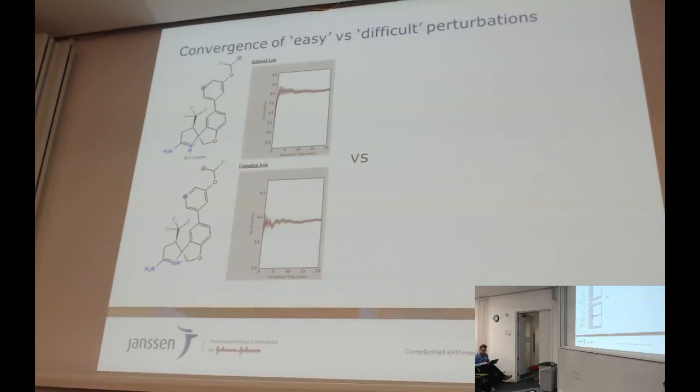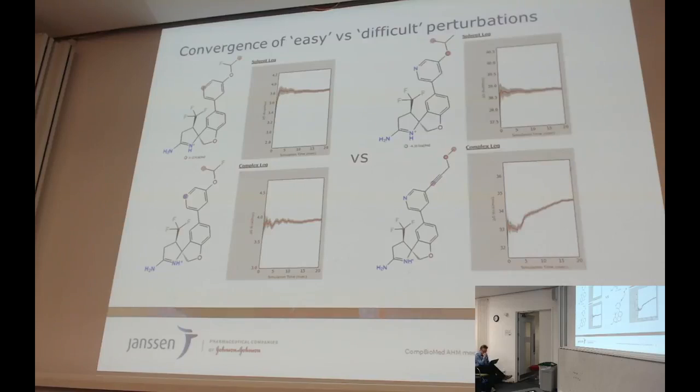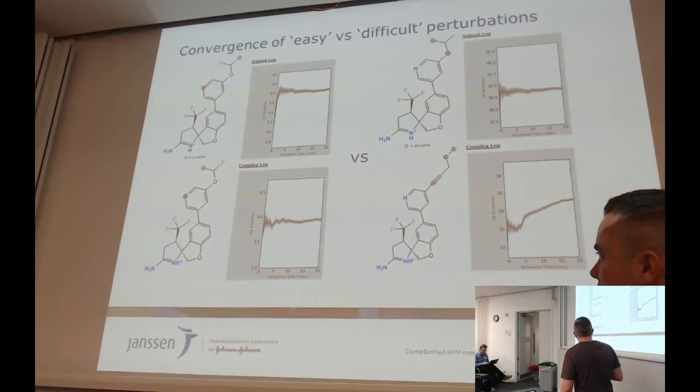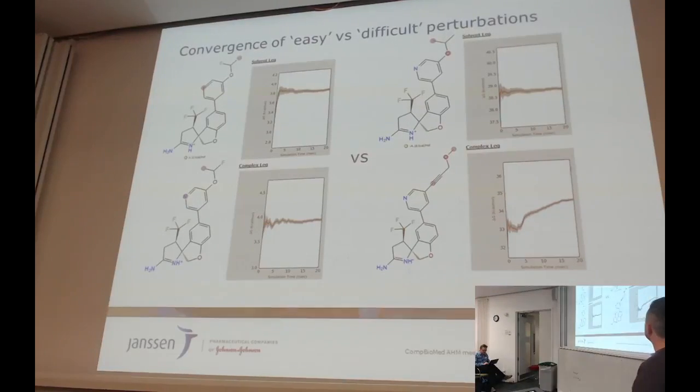Another thing we look at, convergence of the simulations with respect to time. So for an easy perturbation here, which is really only the introduction of an sp2 nitrogen into this ring, correlation is very good, right? This looks like a bit of fluctuation, but the degree of fluctuation here is tiny. Look at the scale of this. Compare that with something where there's quite a big structural change in a perturbation, and this is drifting. And this is a bit of a problem.